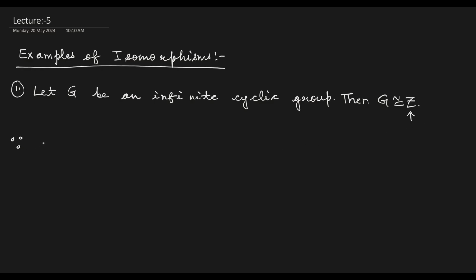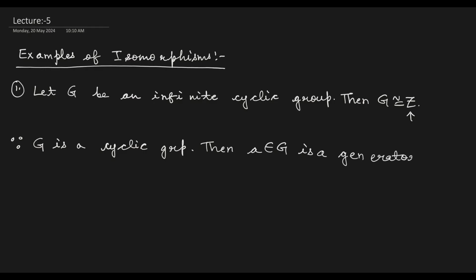As G is a cyclic group, then a belongs to G will be your generator. This is a generator of G. Therefore, the whole group G will be generated by generator a.